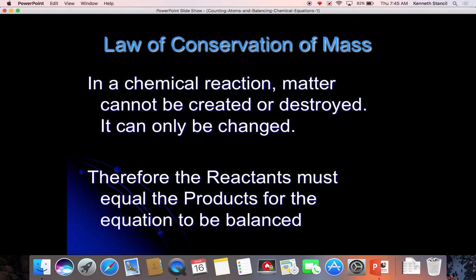The law of conservation of mass says in a chemical reaction, matter cannot be created or destroyed. It can only be changed. We change the way the atoms come together to form different compounds. We talked about sodium by itself ain't good for us. Chlorine by itself ain't good for us. But sodium chloride is good for us. That's salt. The body needs salt to survive.